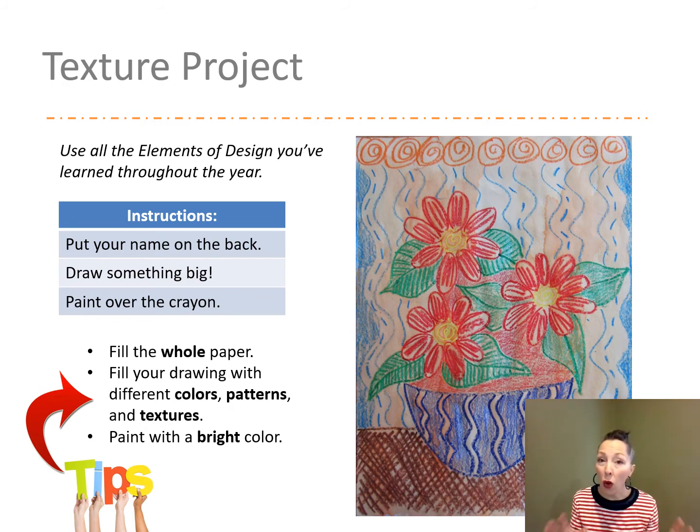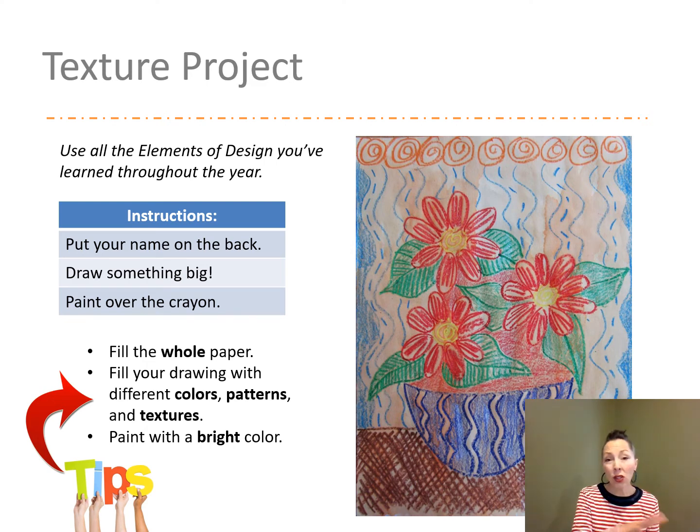We want them to fill the whole paper with their drawing, and we want them to put different colors and patterns and textures. And as you can see by this example, there's the crisscross texture, the texture of a rough table. There are the lines in the background as if it's like wallpaper, and the petals even have texture. It isn't just about making them look smooth, but giving them texture. That's really what we want to encourage them to do, put a lot of texture on whatever it is that they draw. And we want them to use bright colors. We don't want them to use any dark colors.